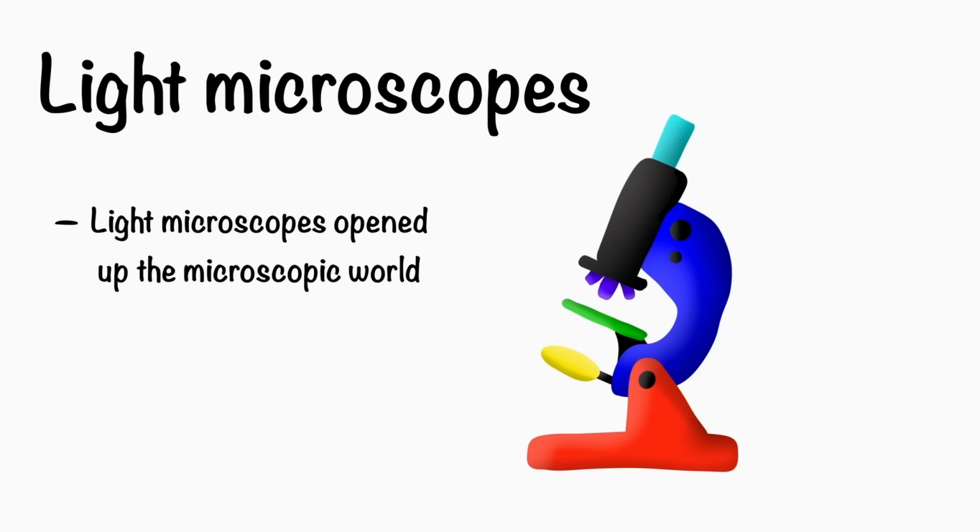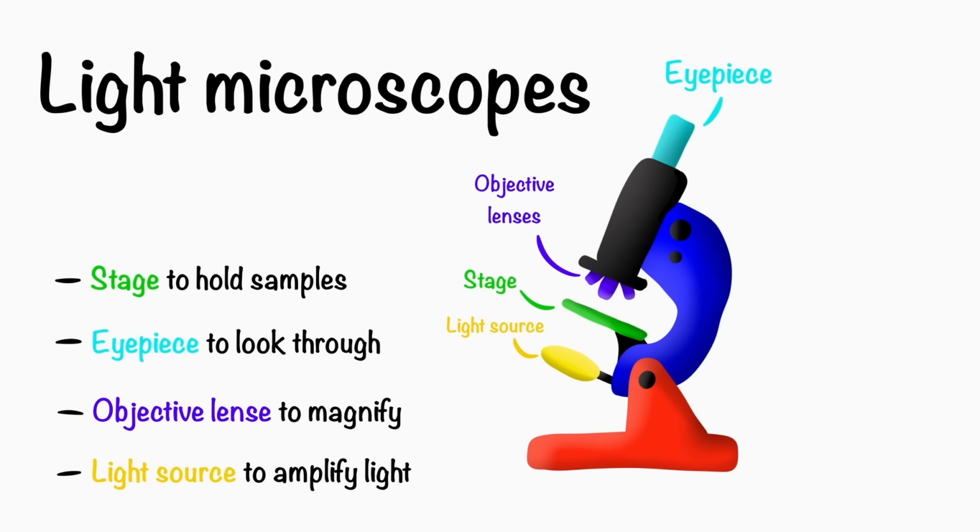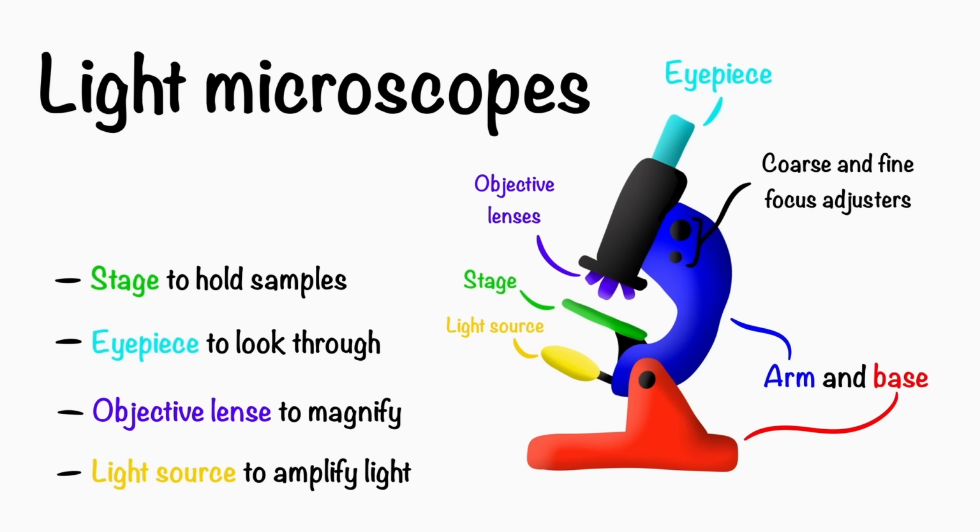Scientists first came to see individual cells with the help of light microscopes. The main components of a light microscope include the eyepiece through which a person looks, objective lenses which are involved in refracting the light to magnify the image, a light source which amplifies the light entering the objective lens, a stage which holds the sample or specimen, a coarse focus adjuster for big shifts in focus, and a fine focus adjuster for smaller shifts in focus, and finally, an arm and a base for the microscope.